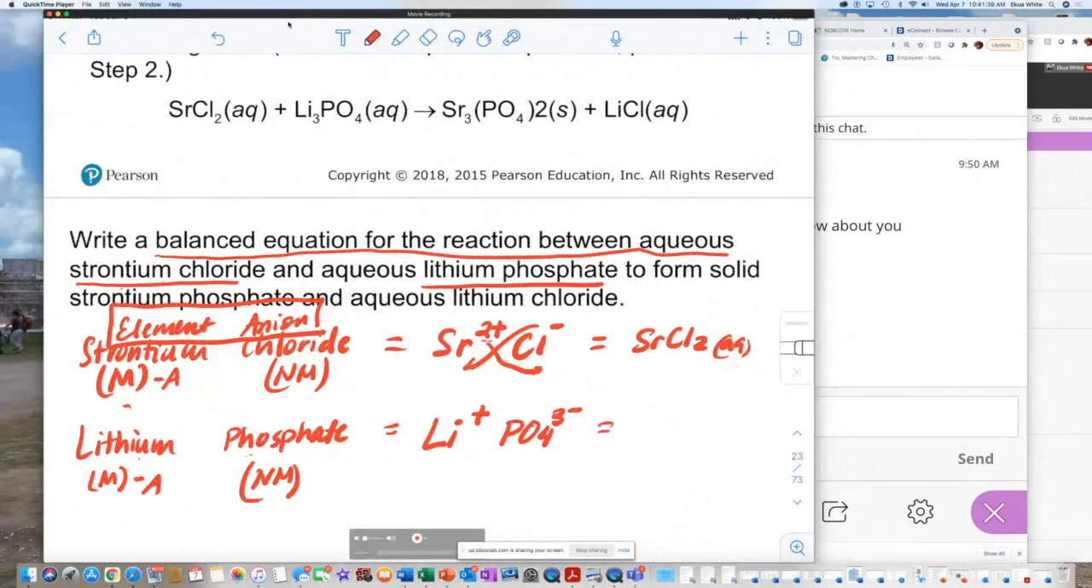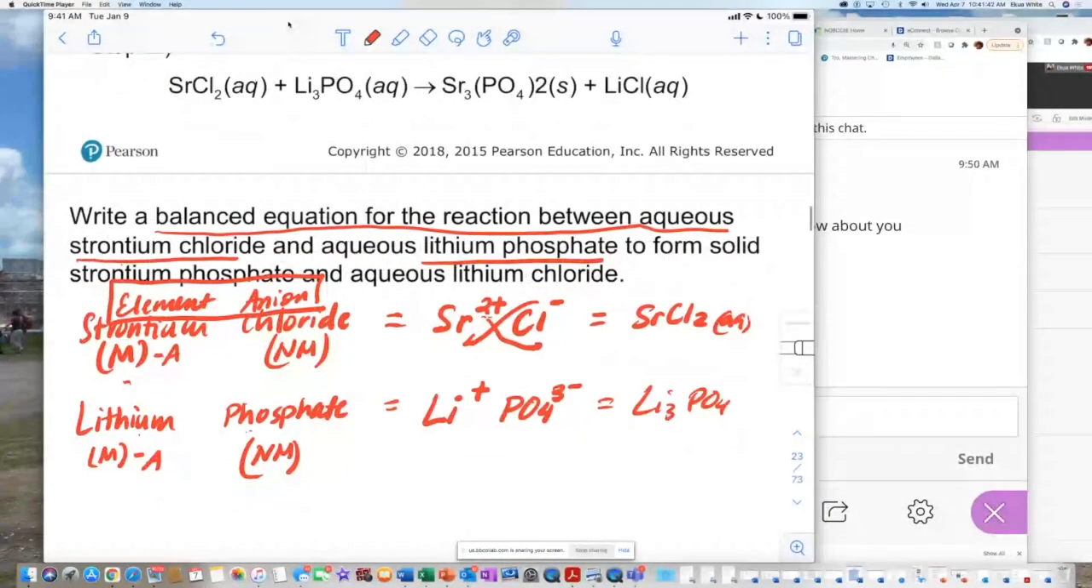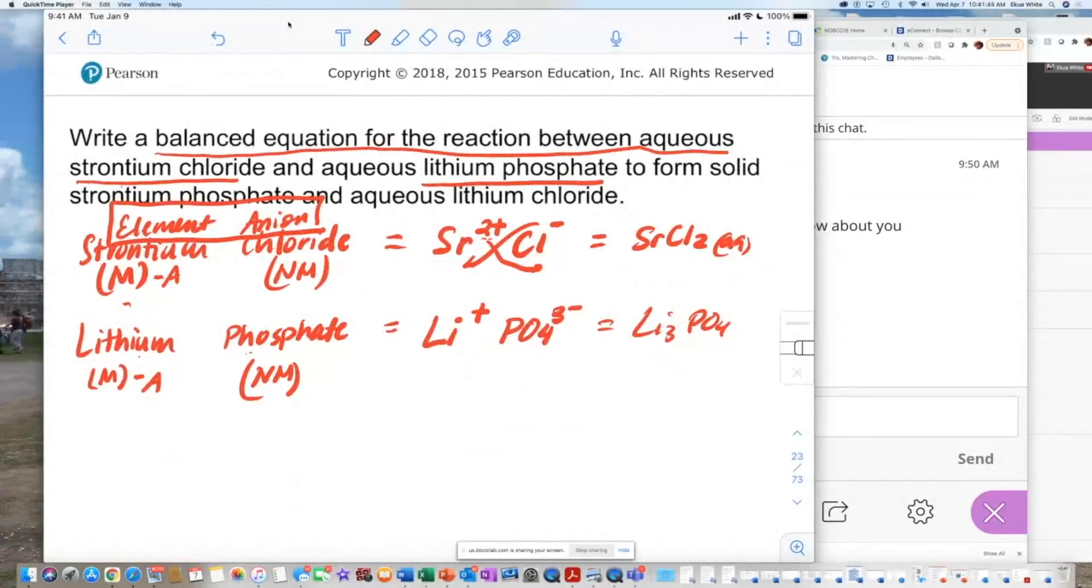Right. So this would be Li3PO4. And then they're telling you what it's going to form. It will form strontium phosphate. Let me go a little faster on this part here. Strontium will be Sr2+. Now they're switching partners. They're going along like that. Phosphate is PO4 3-. Oops, 3 negative. 3 negative.